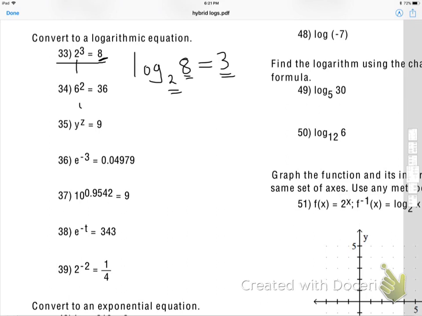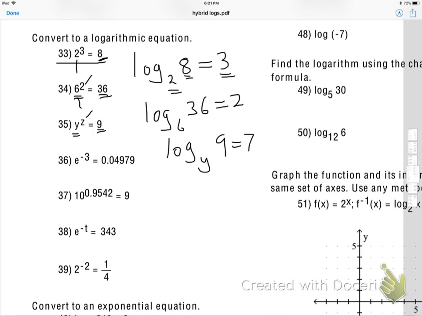Right, okay, again, base of 6. So log to base 6 of 36 must be 2. It's like saying go from here over to here and then back again, okay? From here over to here and then back again. So log to base y of the 9 must be z, okay? And so on and so on.